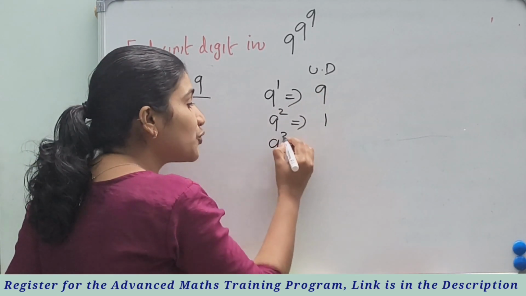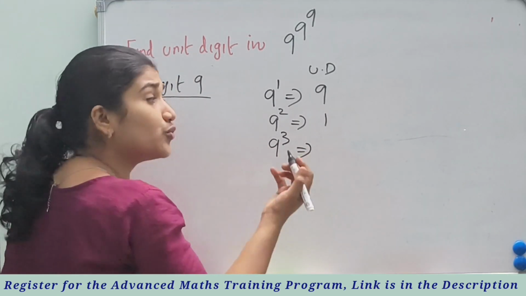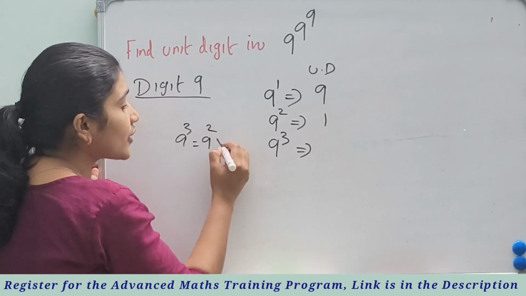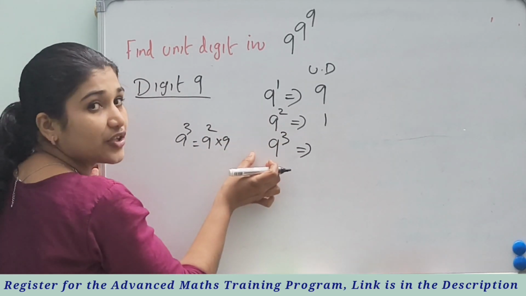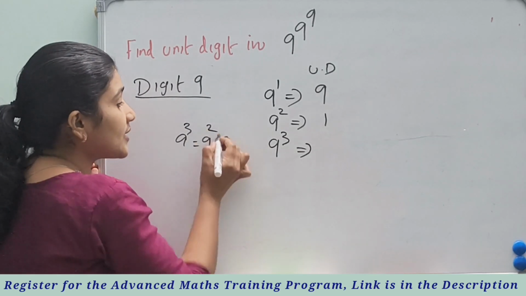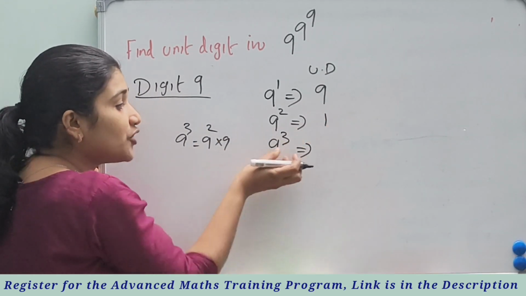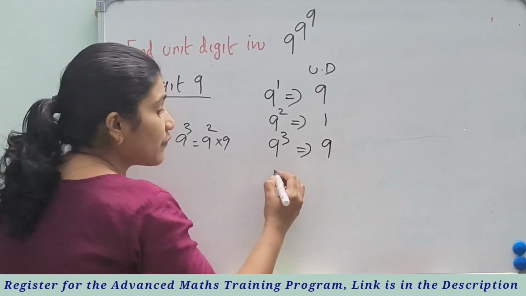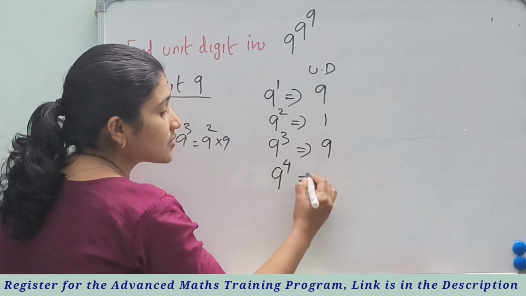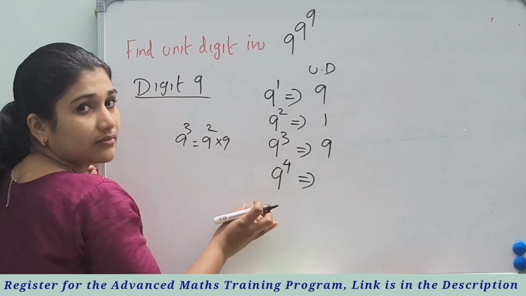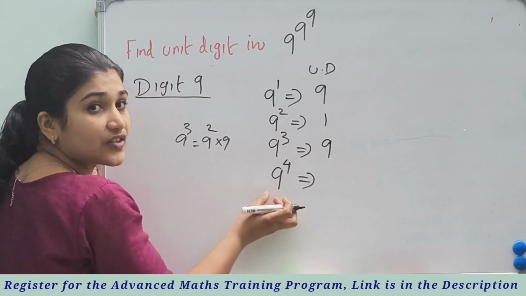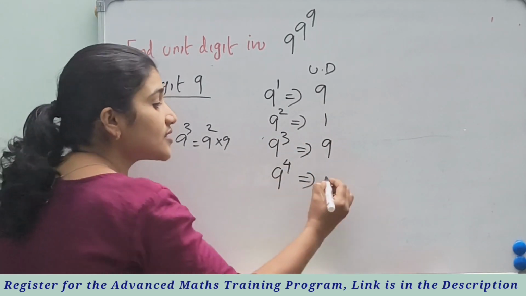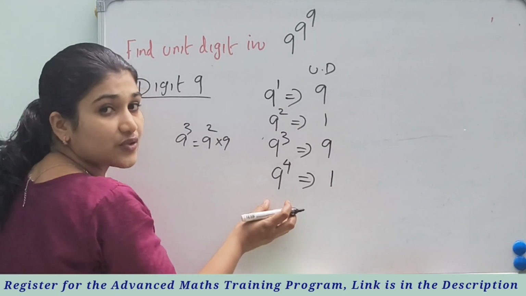Same way, 9 cube is 729, and the unit digit is 9. But if you don't know, 9 cube means 9 square into 9. So the unit digit in 9 square is 1, and 1 into 9 gives the unit digit in 9 cube, which is 9. Same way, 9 raised to 4 means 9 cube into 9. The unit digit in 9 cube is 9, and 9 into 9 is 81. So 1 is the unit digit in 9 raised to 4.